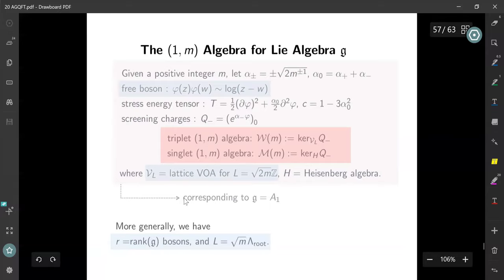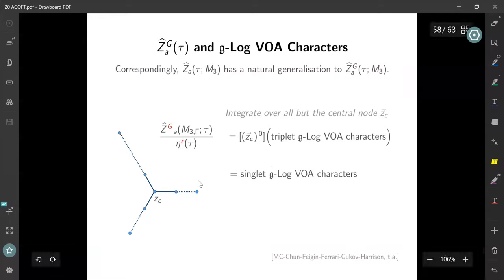And then you also change the lattice VOA to be the lattice VOA given now not anymore by a one-dimensional lattice, but the root lattice rescaled by, again, the square root of M. And then the rest follows. So what you will get is the triplet and singlet, so-called higher rank 1, p logarithmic algebra, for any Lie algebra G. Okay, so this is the work starting with the paper by Boris Feigin and Tipunin. And correspondingly, of course, the M theory origin suggests that you have an ADE version of the Q series invariants for a given three-manifold.